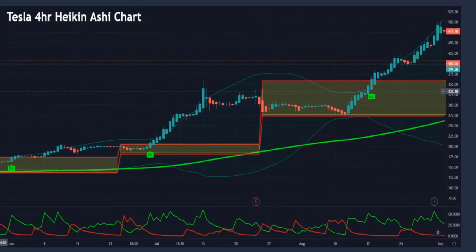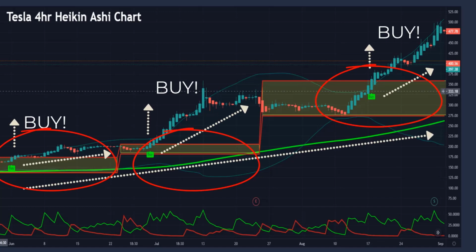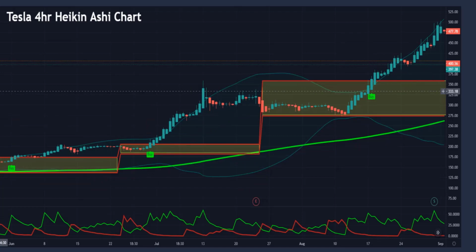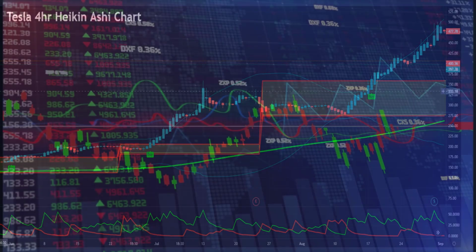Our second example is Tesla on a 4-hour Heikin-Ashi chart. Same technical analysis indicators laid on there, but this time it's a different time frame, 4 hour, just showing you how you can mix the time frames up. We've moved from an indices to a stock, and it's just another quick simple example to show you how you can build and use the Darvas Box method in your trading.